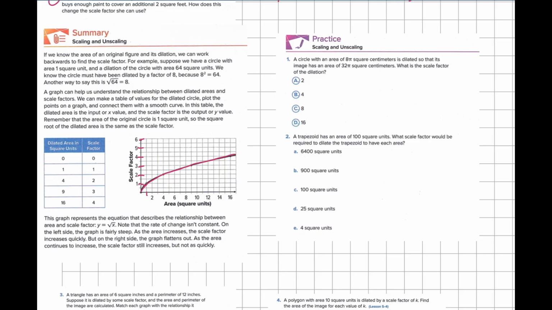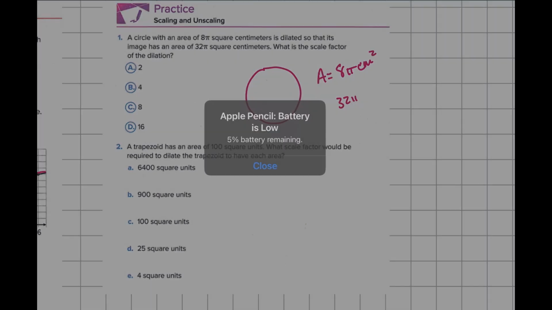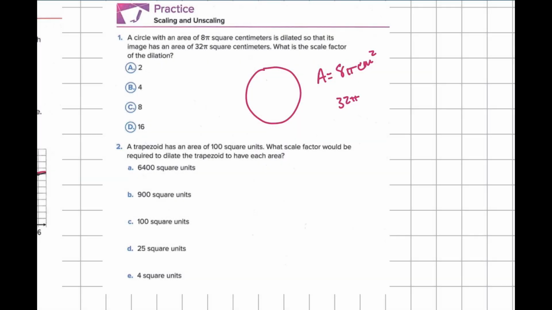Okay, so let's go to our purple pages. I'll work through some and you'll be responsible for the rest. A circle with an area of 8 pi square centimeters. So we have a circle. The area equals 8 pi centimeters squared. Is dilated so that its image has an area of 32 pi square centimeters. What is the scale factor of the dilation?